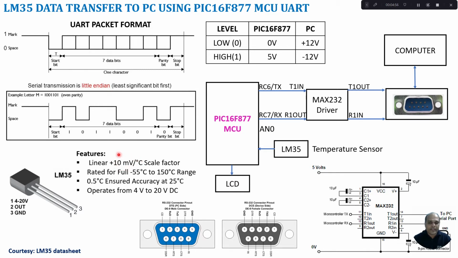So for example, if the room temperature is 30 degrees, from pin number 2, we will be able to get 300 millivolt as an output.